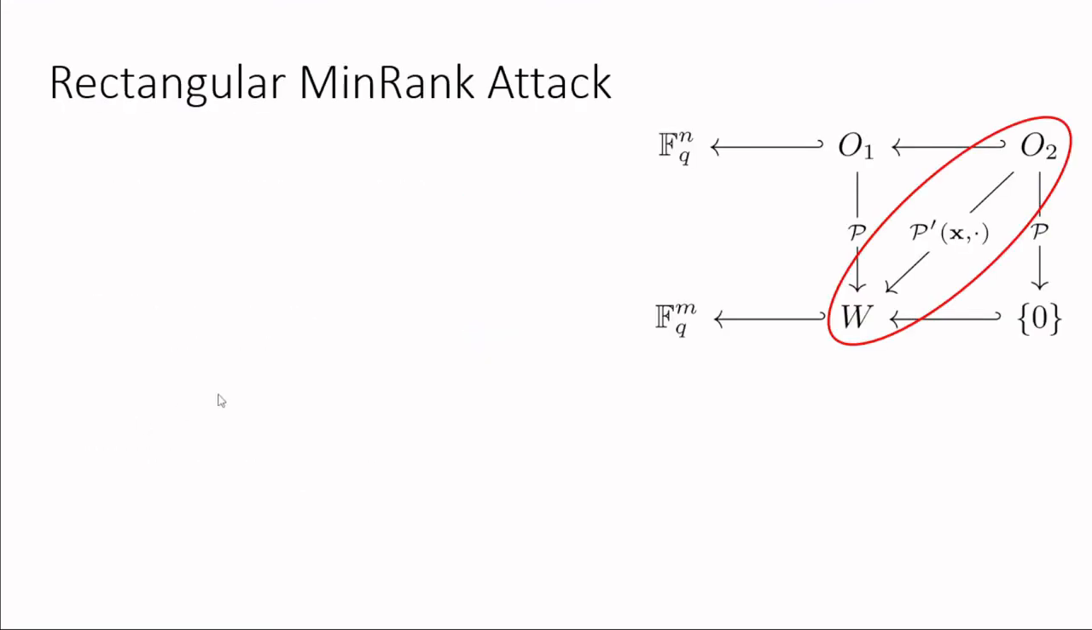So remember with Rainbow, we have this more complicated trapdoor structure. And again, we're going to focus on the case where k equals 2. So we've got two O spaces and one W space. And we're going to focus on this property that says that for whatever value x you plug into this differential, you get a map from O to W, because this will allow us to find vectors in O2.